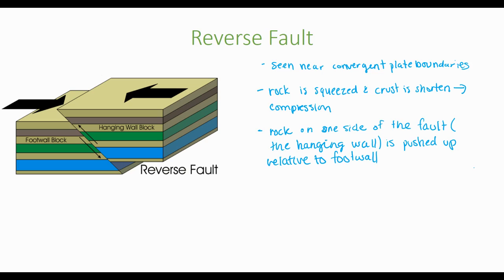And we can see that happening in this picture. So with a reverse fault, this hanging wall is going to be pushed up relative to the footwall. So the stress is compression, but because of that compression, the hanging wall is going to go up relative to the footwall. So after the faulting, the two areas are going to be closer together.